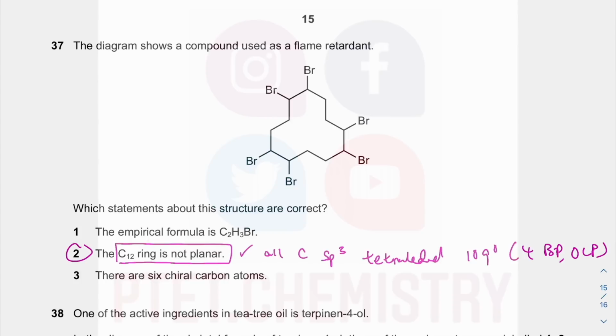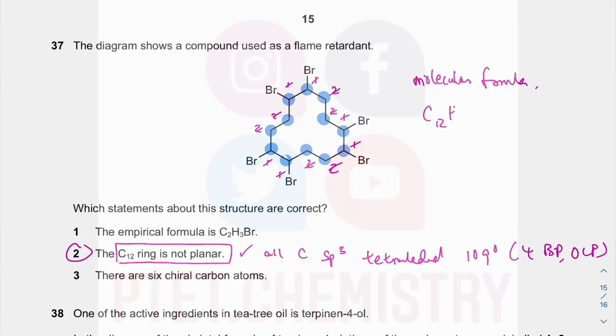Empirical formula. So work out the molecular formula, which is the total number of atoms in the molecule. 1, 2, 3, 4, 5, 6, 7, 8, 9, 10, 11, 12. You have 2 hydrogen, 1, 1, 2, 2, 1, 1, 2, 2, 1, 1 hydrogen. Carbon forms 4 bonds, right? So 2, 4, 6, 8, 10, 12, 14, 16, 18. And then you have Br. You have Br 2, 4, and 6.